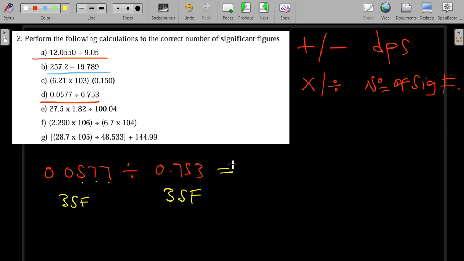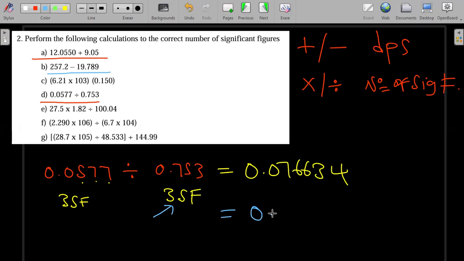Okay, so when I perform this calculation on my calculator, I'm getting 0.0766634. This is what I'm getting on my calculator, okay? But according to the rules, I have to express this number to three significant figures. So what will be my final answer? Anyone who can try? What will be my final answer there if I express that number? 0.0767. Okay, yeah, that's correct.